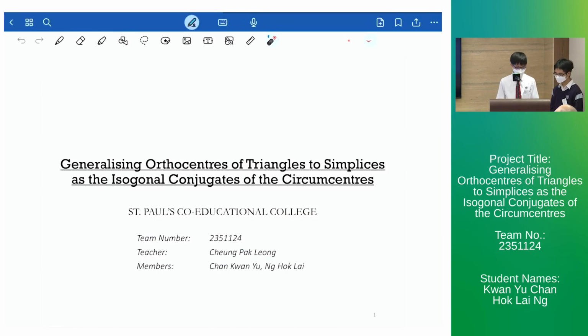Paul's Coeducational College. The challenge of generalizing notions and results in Euclidean geometry in the plane to higher dimensions has attracted numerous mathematics lovers to work on. One primary direction of generalization is of triangles to simplices, and investigating how much geometry can or cannot be carried over. As a continuation of our school's HRMA 2018 research, which focused on tetrahedron centers, our current paper, Generalizing Orthocentres of Triangles to Simplices as the Isogonal Conjugates of the Circumcentres, has constructed a new generalization of the orthocenter to Euclidean simplices using isogonal conjugation.